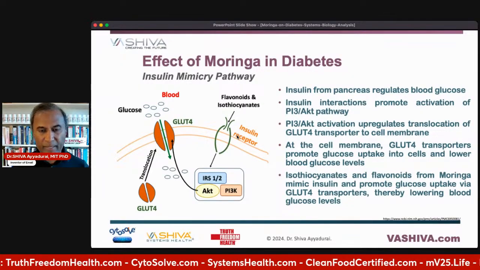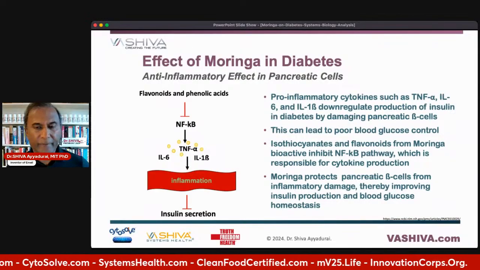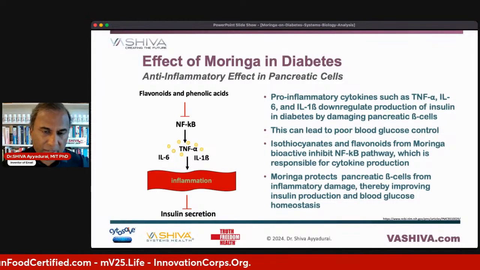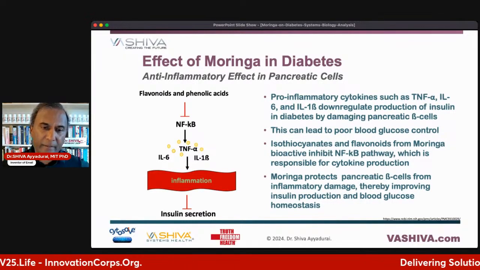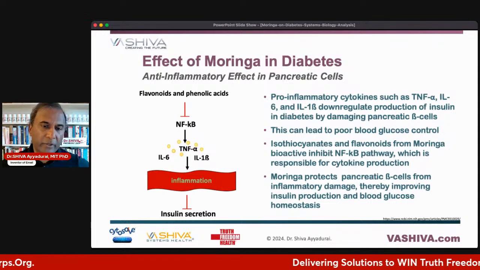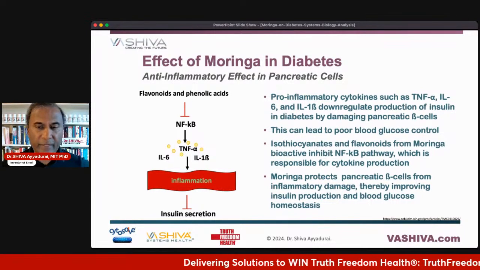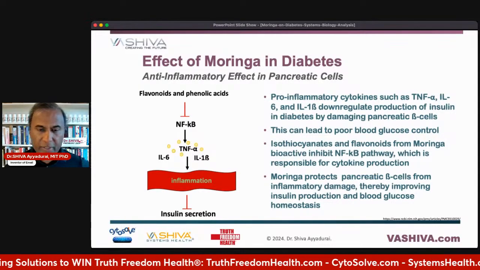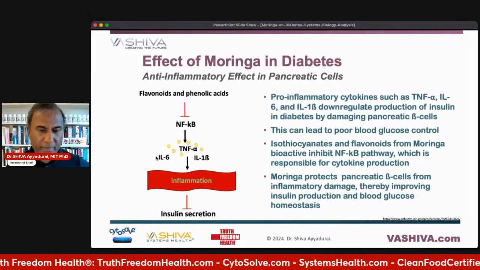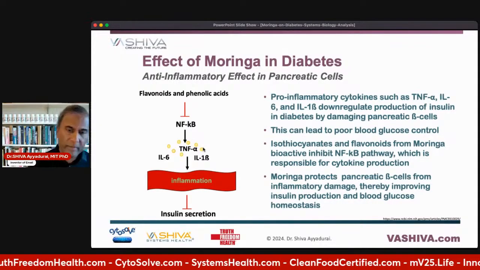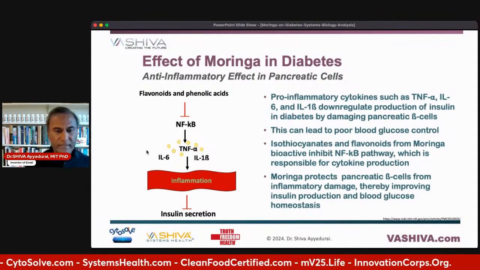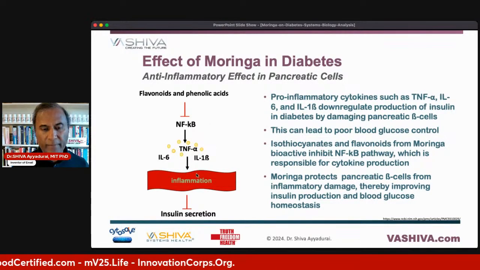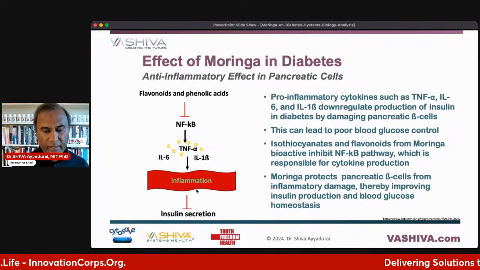Isothiocyanates, which mimic insulin. Another thing that happens in diabetes, you get inflammation in the pancreatic cells, and what the flavonoids and phenolic compounds in Moringa do is they have an anti-inflammatory effect in pancreatic cells. So what goes on here is, right here you can see inflammation occurs because of these cytokines. I've talked about this before, the cytokine storm. So IL-6 is a cytokine, TNF-alpha, IL-1 beta. These are pro-inflammatory cytokines.